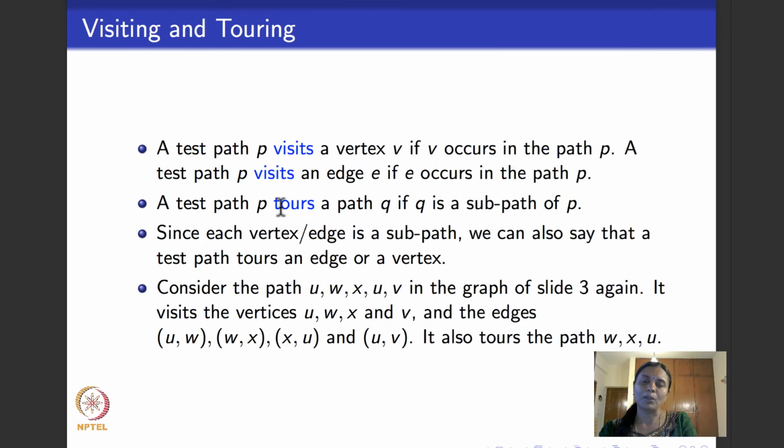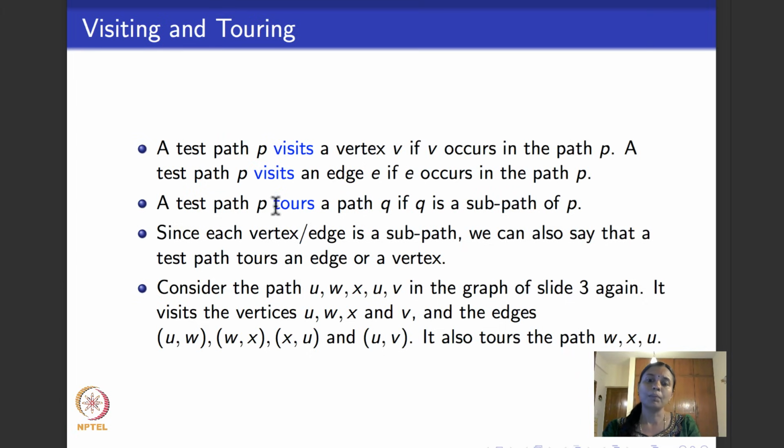A few other terminologies we need to be able to start looking at algorithms for test case design are the notions of visiting and touring. We say a test path P visits a vertex V if V occurs along the path P. Similarly, a test path P visits an edge E if E occurs along the path P.